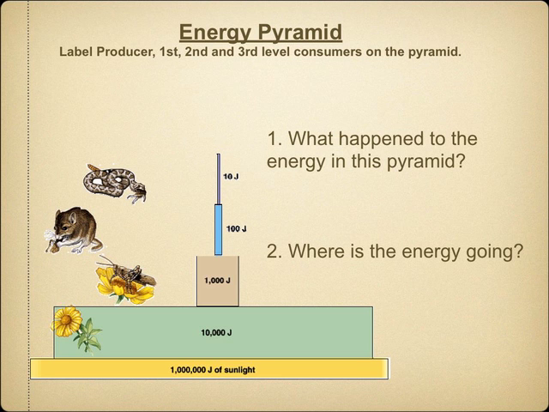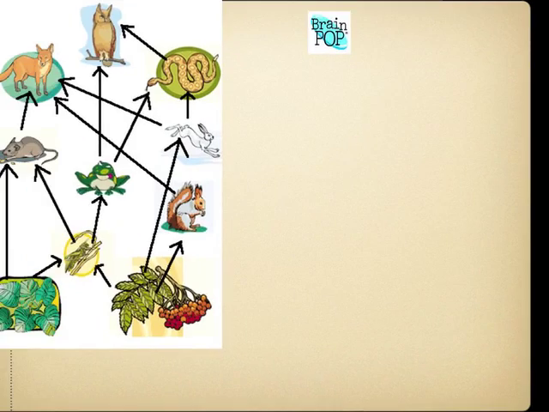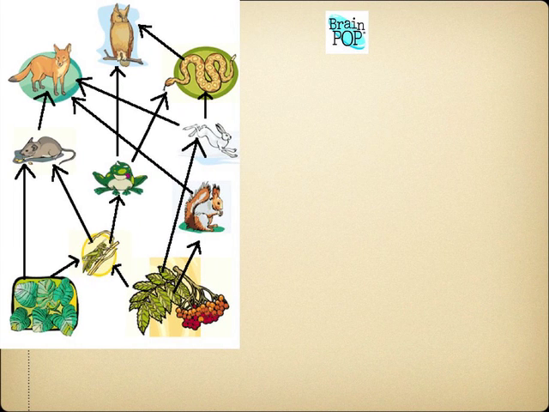So again, we have on the bottom producer, first level consumer, second level consumer, third level. That's joules, it's a unit of energy. Those are the 100J, the 10J. Now, is this a food chain? No, that's a food web. Yes.